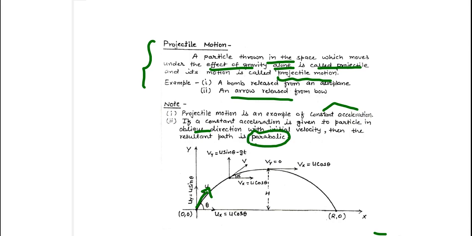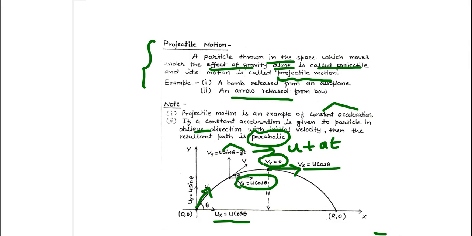Now let's consider the components. Here we have the horizontal component ux equal to u cos theta and uy equal to u sin theta. When it reaches over here, we have a vertical component known as Vy, and we can write this as u sin theta minus gt. This is the same equation as v equals u plus at. When it reaches this point, the vertical component of velocity is 0. The horizontal component is u cos theta. Here also the horizontal component is u cos theta.